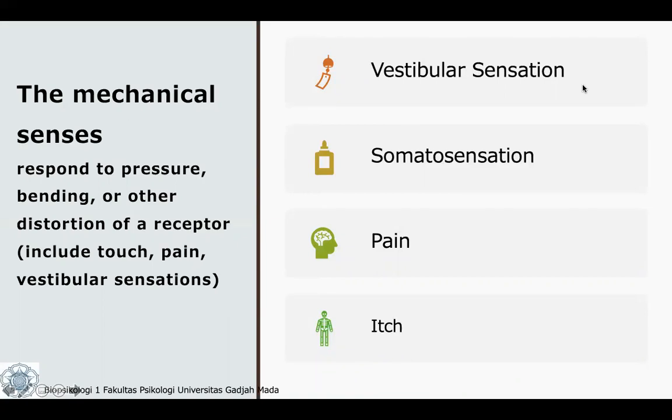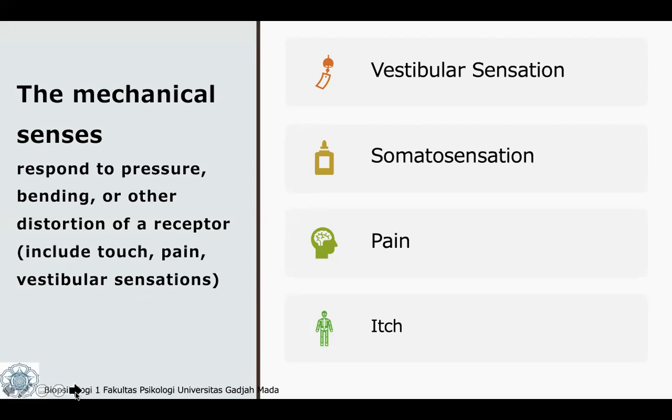Vestibular sensation detects the position and the movement of your head, and we will also discuss somatosensation, pain, and itch here. Audition is actually also a mechanical sense, because the hair cells are modified touch receptors, but we discussed it in our previous video as a different topic because of its complexity and importance.